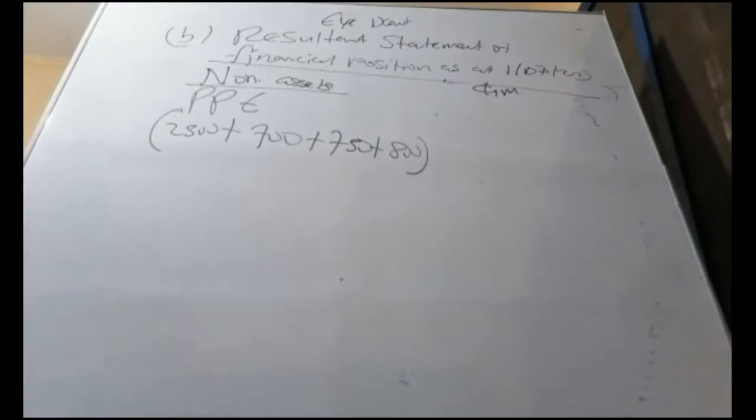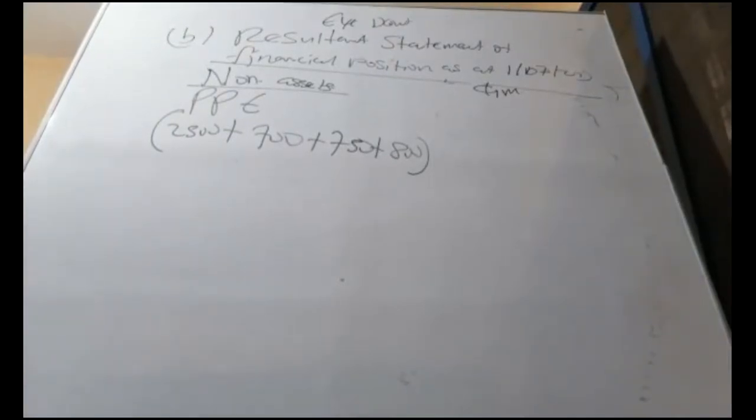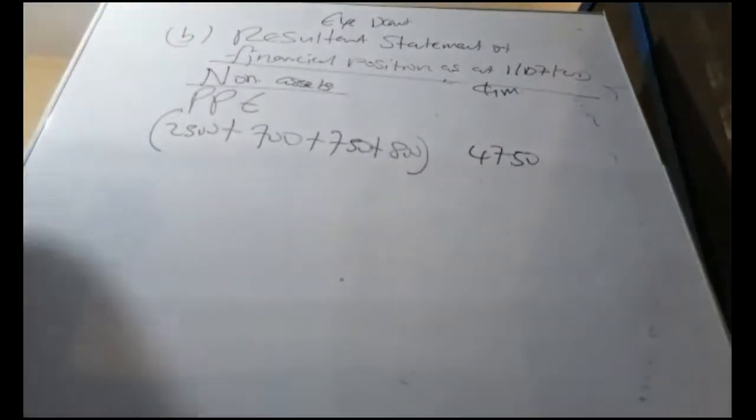If you don't do the financial position, you lose marks. Most of them don't do it. Now let's add. What do you get? 4,750. Good. Now let's go to their format.